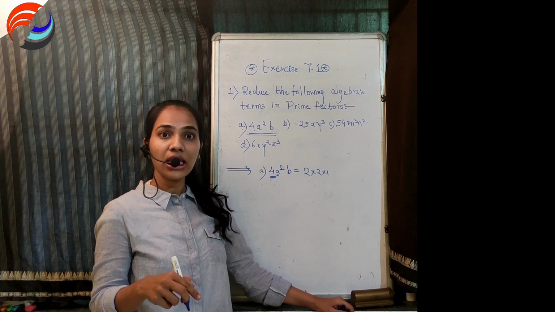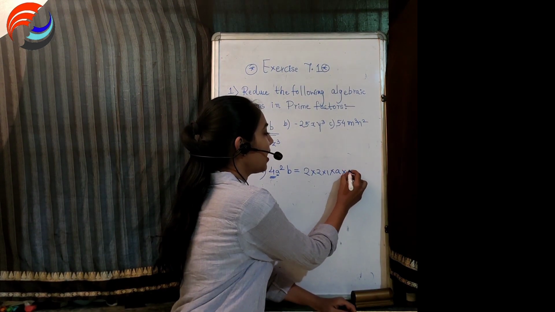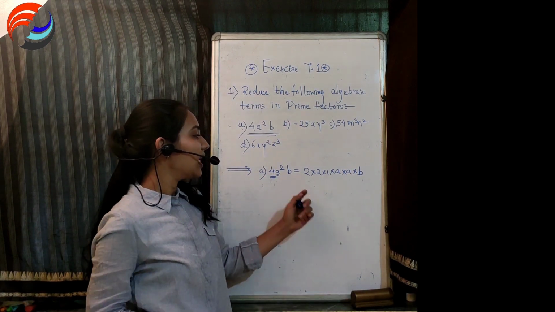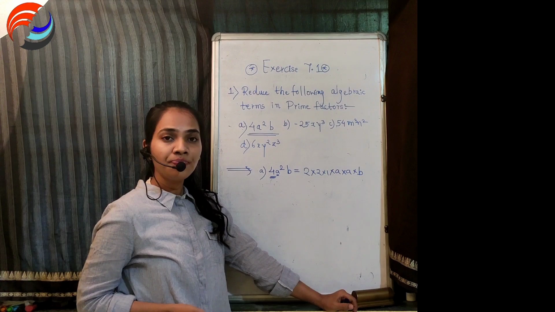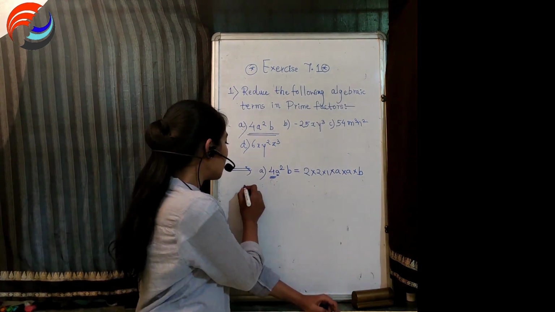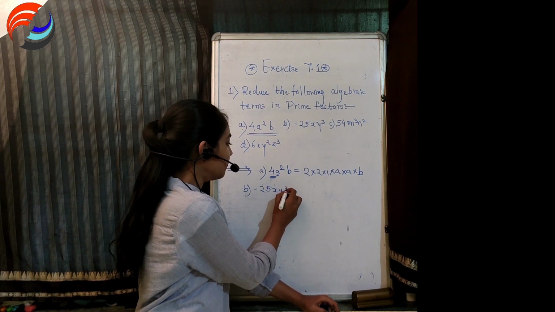2 power. So a will appear 2 times. So a multiply b. Okay, so 4a square b having factor 2 multiply 2 multiply a multiply a multiply b. Now comes second, b minus 25xy cube.